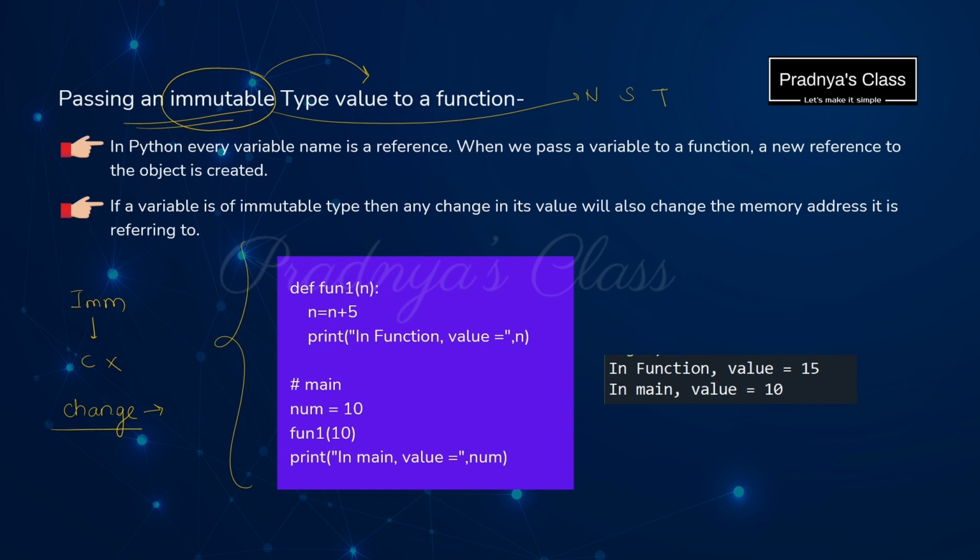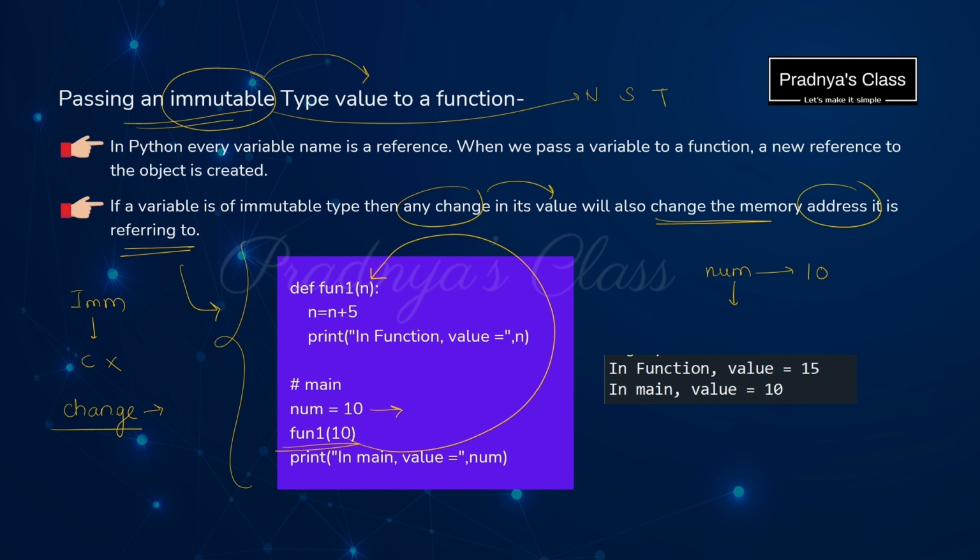Here we are considering one number to understand the concept how to pass immutable data type. What will happen when we will pass immutable data type to function? Any changes in its value will also change the memory address it is referring to. What does it mean? Let's try to understand with one example. Here is a one integer type variable num. Now we call the function 1 and passing value to n. Num is a reference to a value 10 with some memory address. It is passed to the variable n.